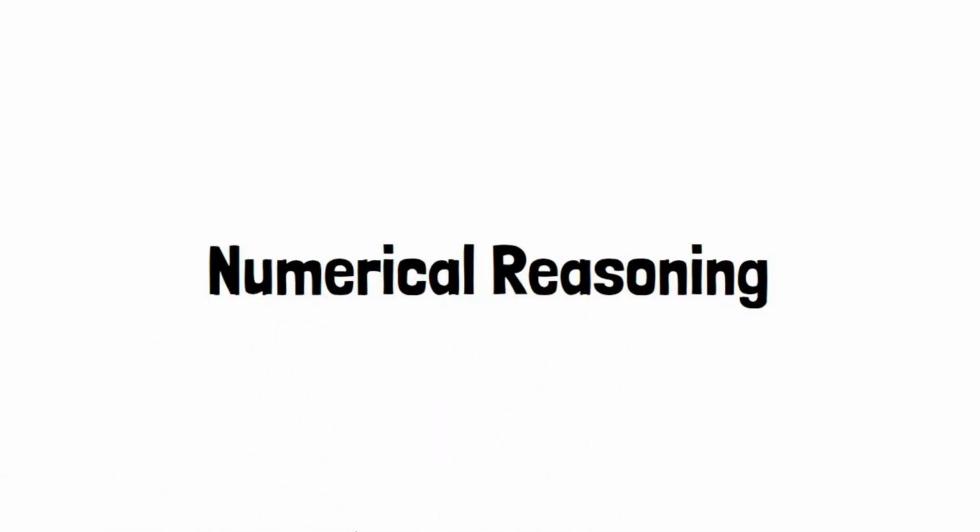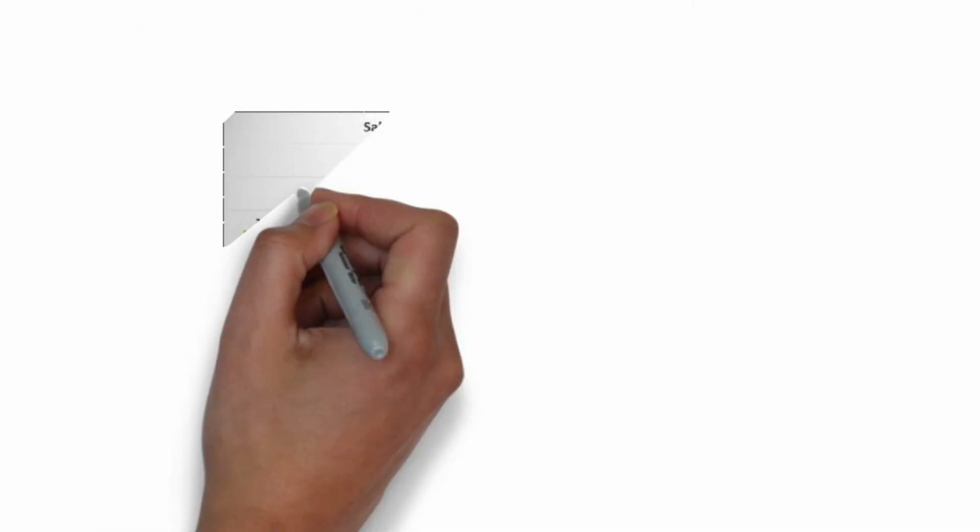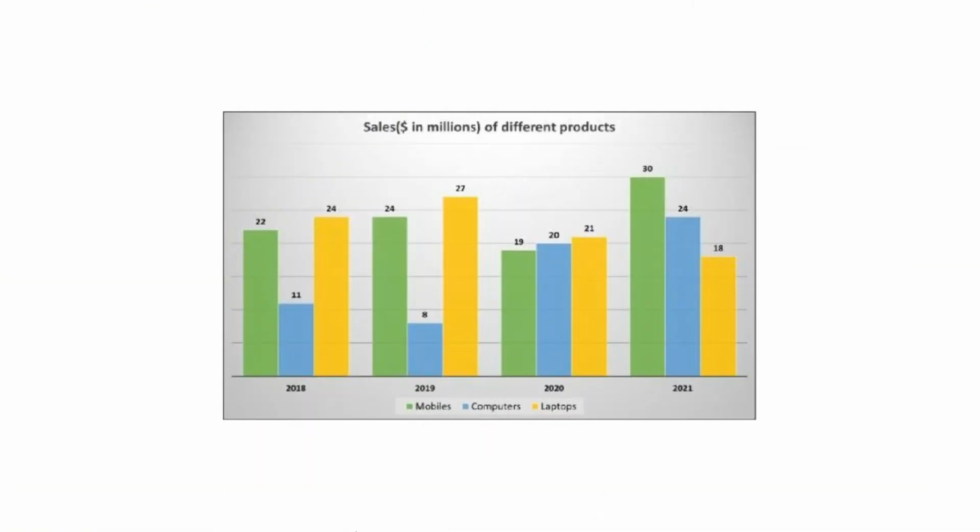Numerical reasoning. The bar graph below shows the sales in millions of dollars of 3 different products: mobiles, computers, and laptops over 4 years, 2018 to 2021. Study the graph carefully and use the information provided to answer the following multiple-choice questions.